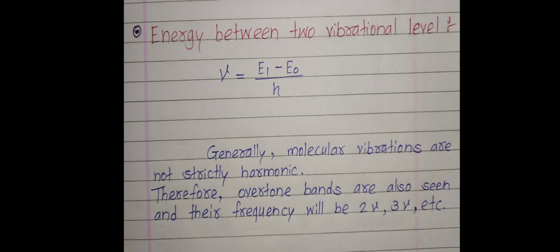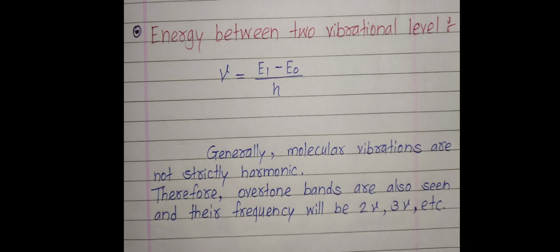Then next is energy between two vibrational levels. What is energy between two vibrational levels? First we see, by absorbing IR radiation, a molecule undergoes transition from the lowest vibrational level, which means E0 and v = 0, to the succeeding level, which means E1 and v = 1.